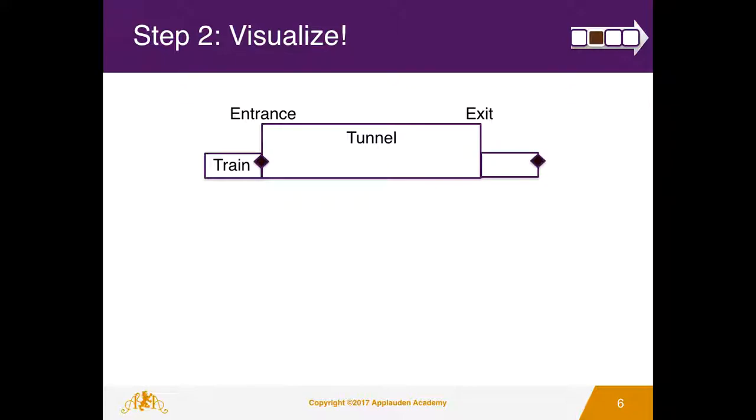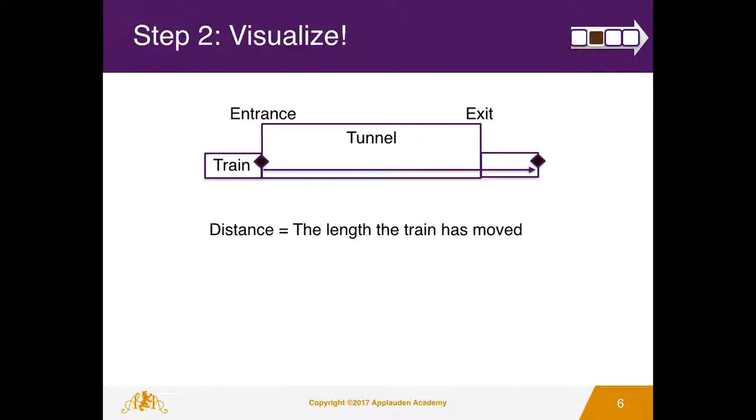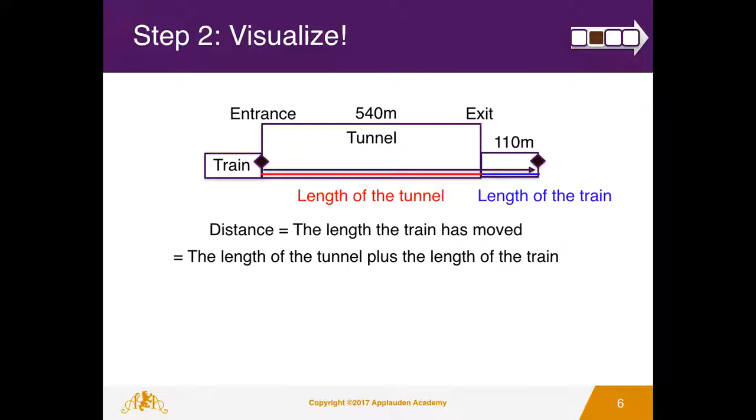It is still difficult to see how far the train has moved. Let's place a point on the front of each of the trains. Now let's draw an arrow from the first point to the last point. The arrow represents the total distance traveled. The total distance is the sum of the length of the tunnel and the length of the train. Therefore, the distance is 540 meters plus 110 meters, which totals 650 meters.